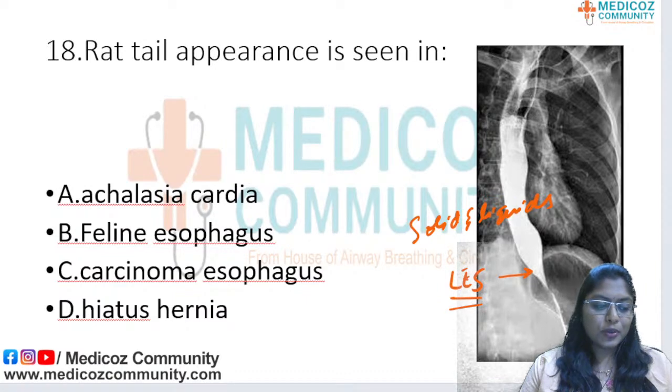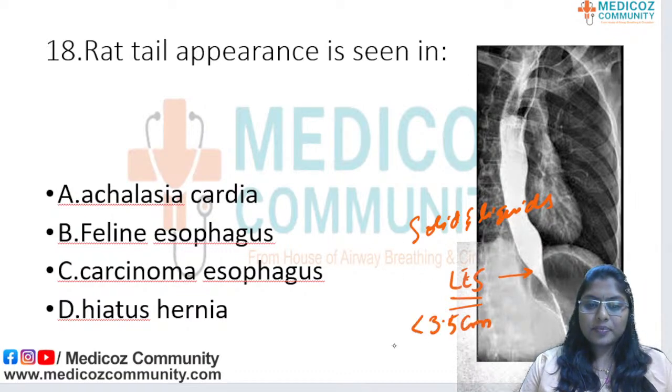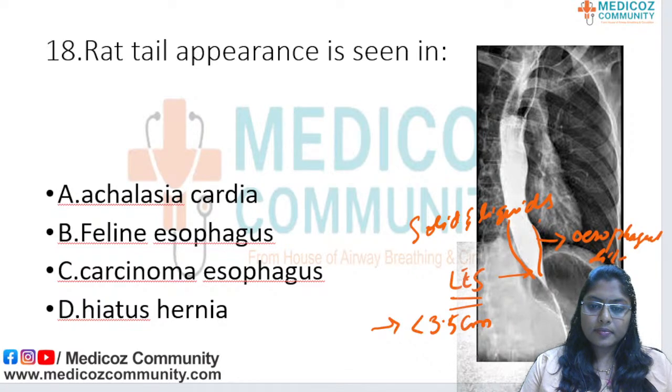More clues for you. So, please give me the correct answer. And this is involving only less than 3.5 centimeters of the distal esophagus. And there is abrupt narrowing here after the esophageal dilatation. Yes, the answer is achalasia cardia.